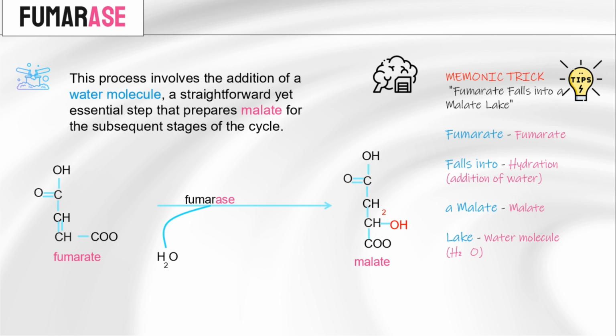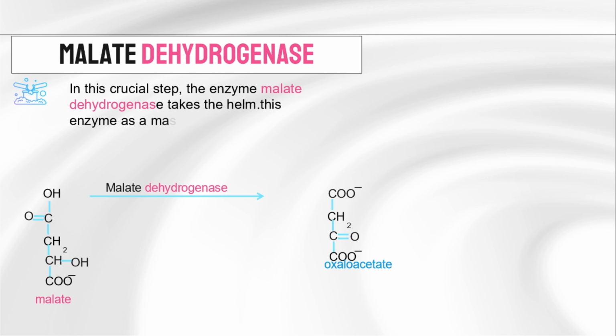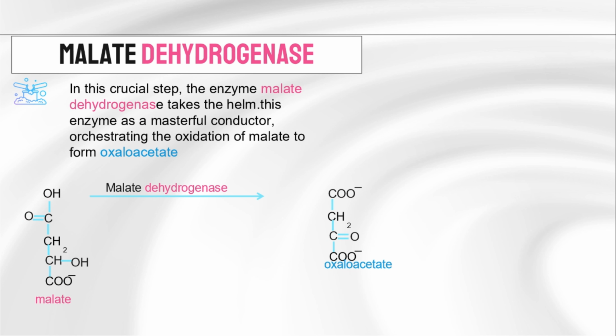As we near the final stages of the citric acid cycle, let's explore the oxidation of malate to oxaloacetate, an essential step that propels the cycle forward. In this crucial step, the enzyme malate dehydrogenase takes the helm. Picture this enzyme as a masterful conductor, orchestrating the oxidation of malate to form oxaloacetate.